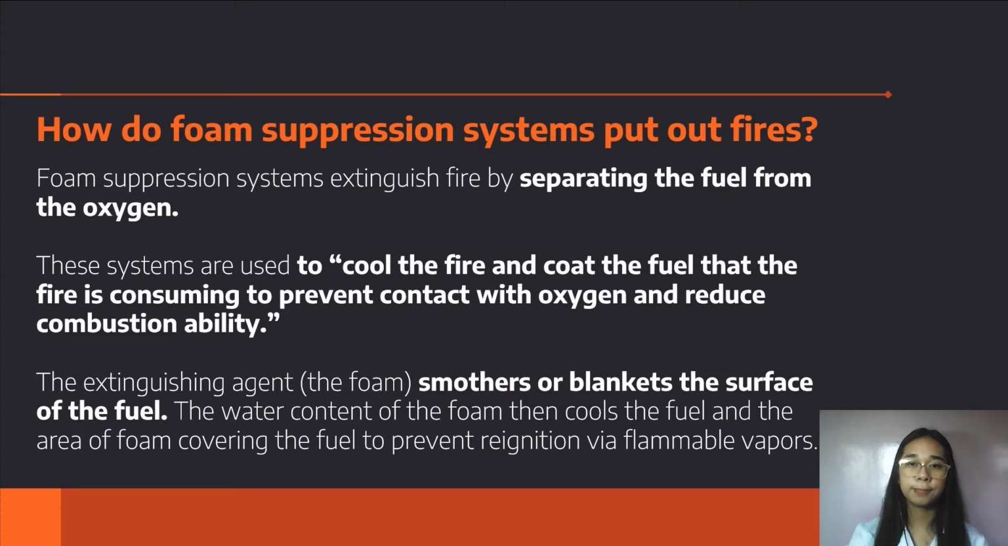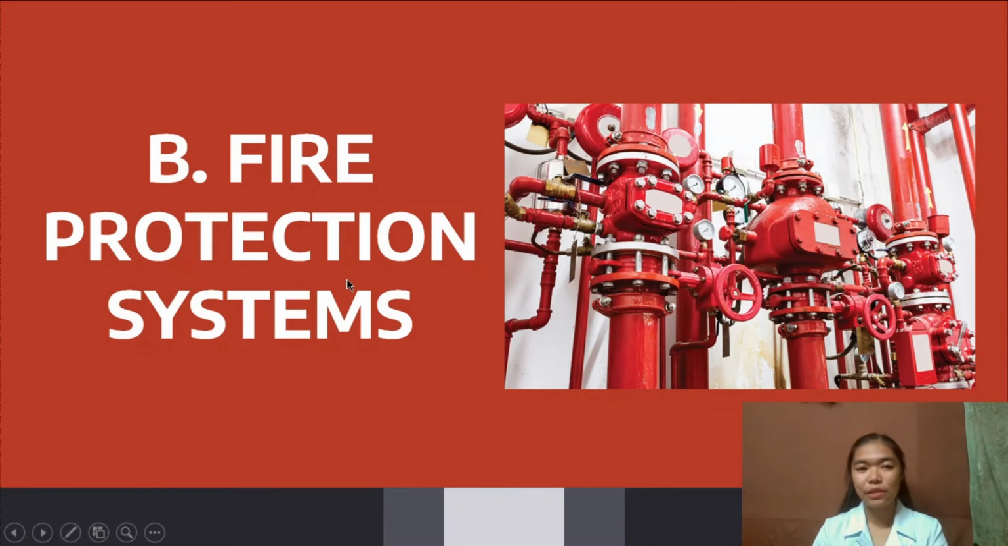Now, how do foam suppression systems put out fires? Foam suppression systems extinguish fire by separating the fuel from the oxygen. These systems are used to cool the fire and coat the fuel that the fire is consuming to prevent contact with oxygen and reduce combustibility. This extinguishing agent, which is the foam, smothers or blankets the surface of the fuel. The water content of the foam then cools the fuel and the area of foam covering the fuel to prevent reignition via flammable vapors.